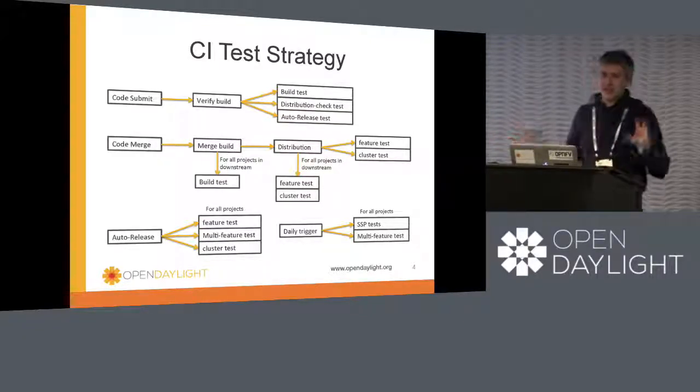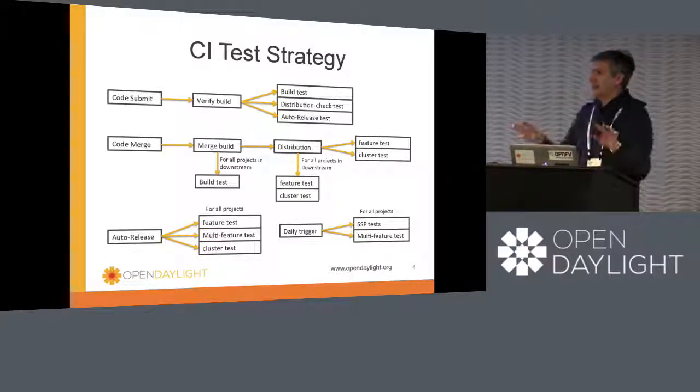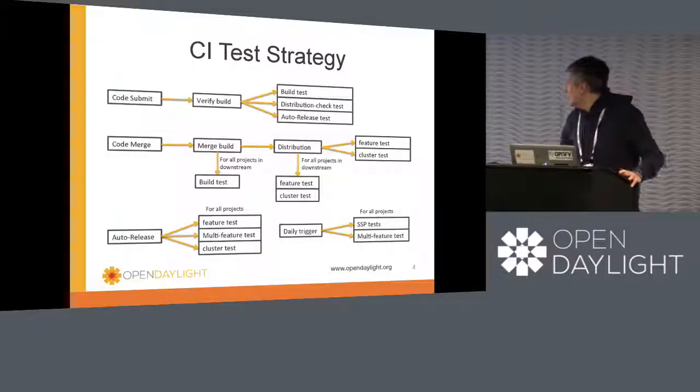Because we have a dependency change in OpenDaylight. When there is a change in the upstream, you also trigger tests in the downstream to make sure you don't break anything. And finally, for auto-release, we also do feature tests, we do multi-feature tests. Every time there is a new release or temporary release, we do all this, and we do cluster tests.